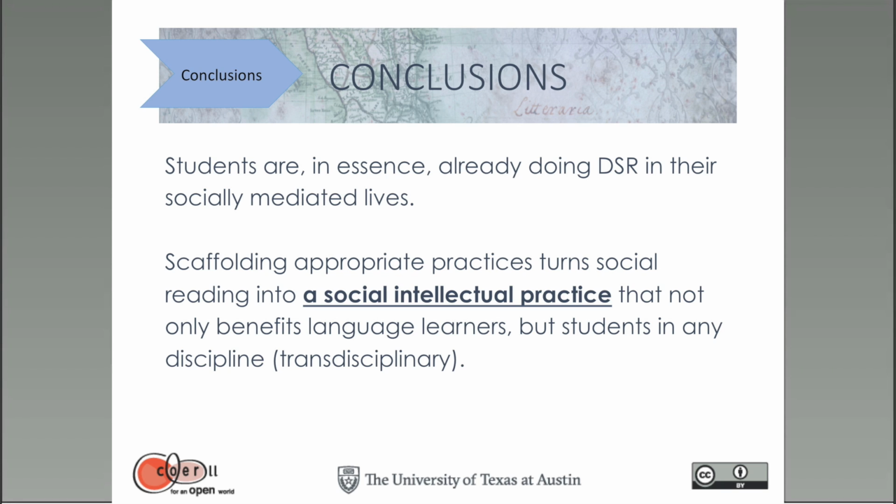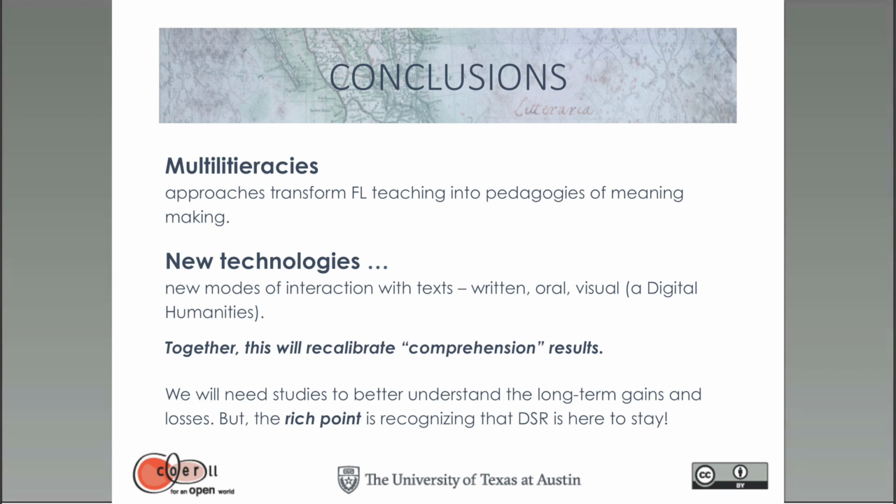So going on with my conclusions, so multiliteracies approaches are helping to transform foreign language teaching into pedagogies of meaning making. And new technologies are helping to scaffold new modes of interaction with text, whether they're written, oral, or visual. So thus we have the notion of the digital humanities. And together, this will recalibrate comprehension results. So there's no question that we will need longitudinal studies to better understand the long-term gains and losses. But for me, the rich point here is recognizing that digital social reading is here to stay.